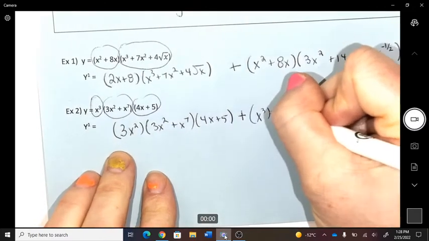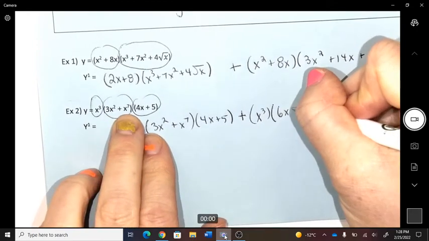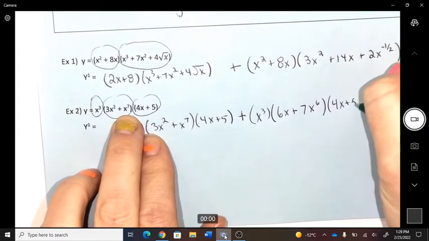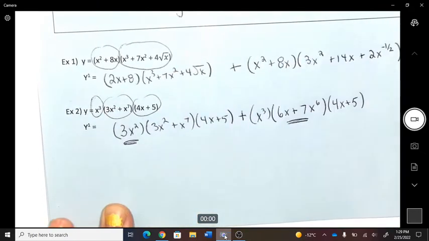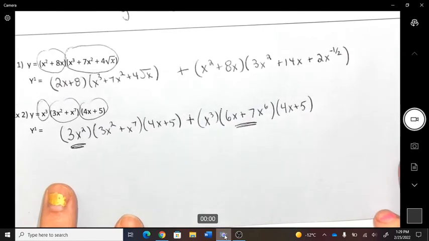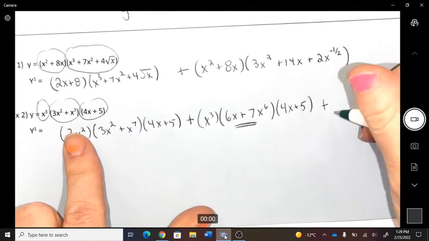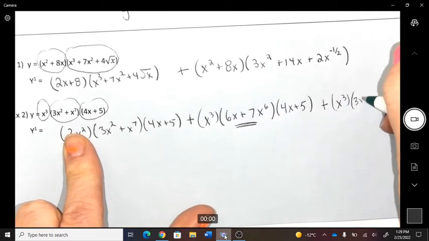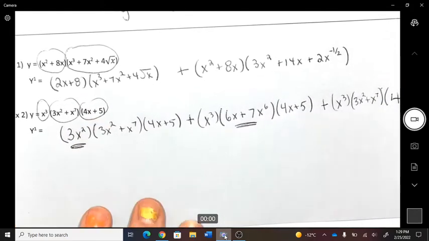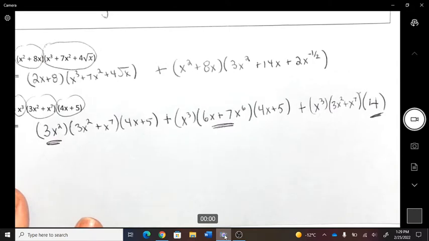Plus, so now on this turn, I'm going to derive the second unit. So I'm going to keep, derive, keep, plus, I got to do this one more time because I have 3 units. So on the last one, you're going to keep, keep, derive. So just take turns alternating.